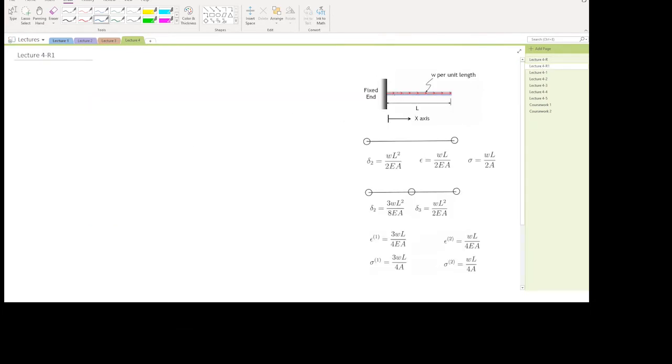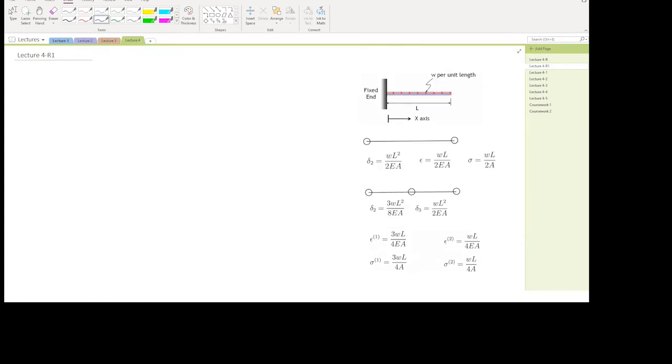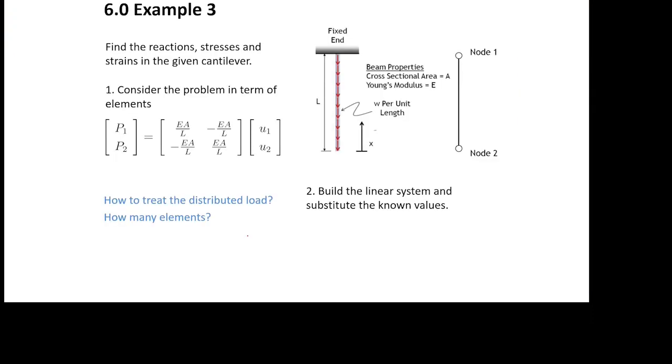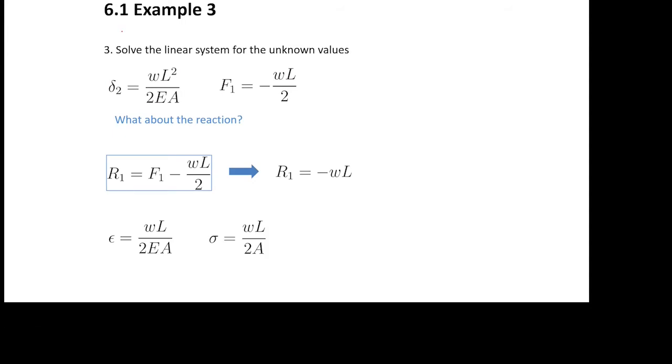If you remember, I'll probably just share. Yeah, I should probably share my presentation here. If you remember when we solved this example here, where we have a uniformly distributed load, we solved this problem twice, once using one element, and using one element, we have this value for the displacement and this value for the stress.